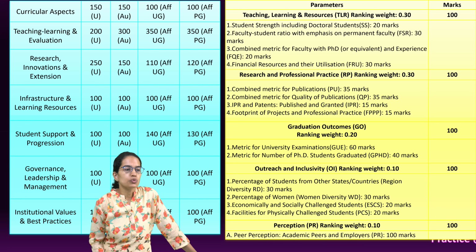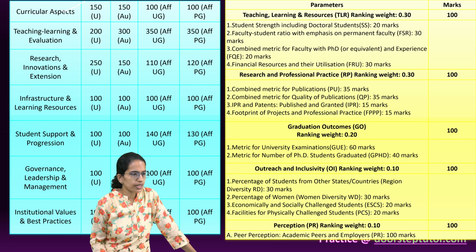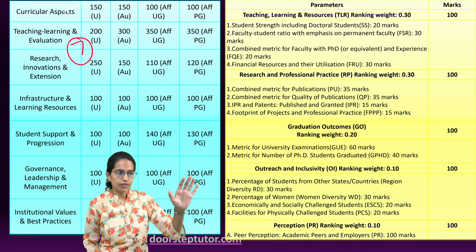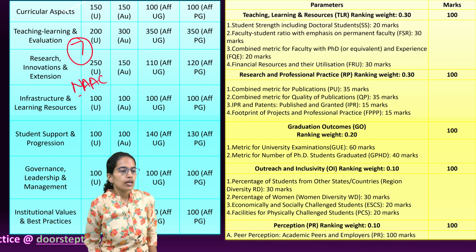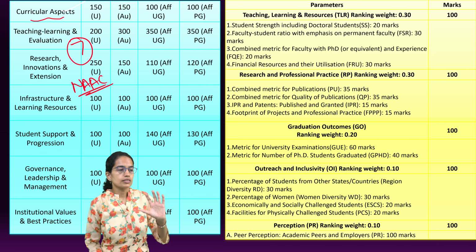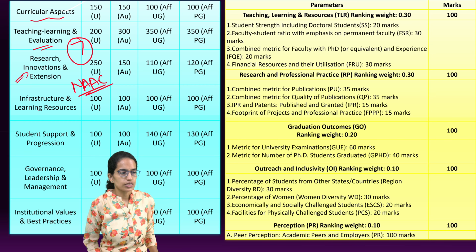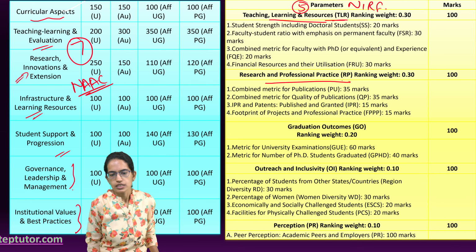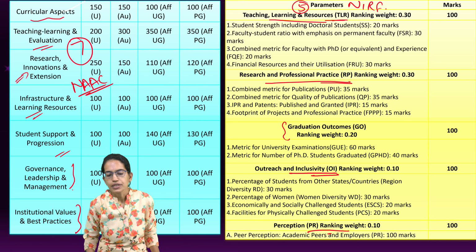Now when it comes to the basic parameters, there are different aspects which are taken into account, and these are 7 parameters for the NAAC accreditation, not the ranking, the accreditation, right? Those are based on curriculum, the evaluation pattern, research innovation, infrastructure, student support, governance and leadership, and institutional values. However, there are 5 parameters which are important for NIRF ranking. Those are the teaching learning resources, the research professional practices, graduation outcomes, outreach inclusivity, and perception ranking.